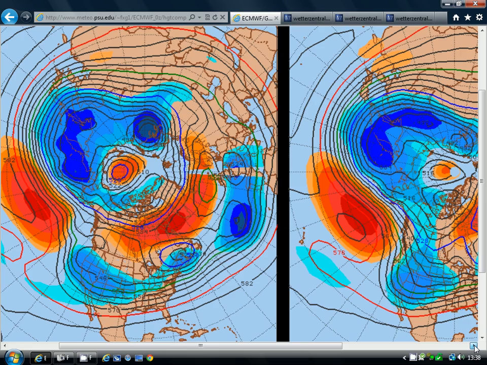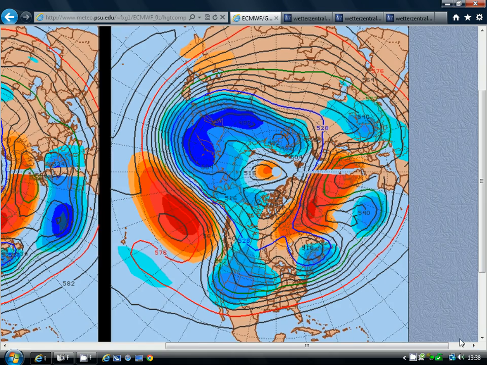If you have a look at the GFS, it's very similar, but there are some subtle differences. The blocking isn't quite as far north. The blocking area of above average heights isn't quite as far north, and the low pressure systems are not tracking quite as far south either. So this is more of a drier anticyclonic type setup from the GFS.